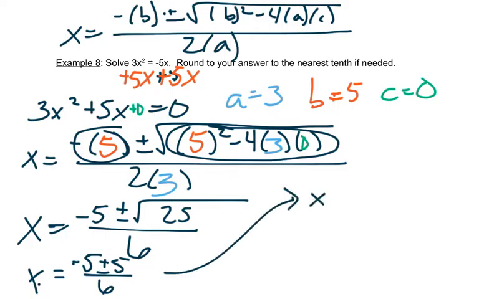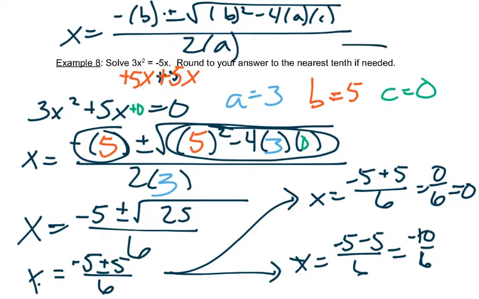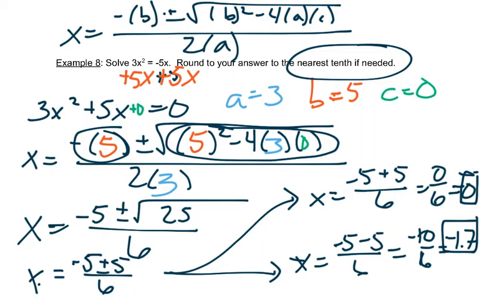So it gives us two problems. We'll have negative 5 plus 5 over 6 and negative 5 minus 5 over 6. So negative 5 plus 5 is 0 over 6, which is 0. Negative 5 minus 5 is negative 10 over 6. And it says to round to the nearest tenth, so we want to go ahead and divide that. Negative 10 divided by 6 is negative 1.666. So when we round that, we'll get negative 1.7. So here's one answer, and here's the other answer. Again, remember, always two answers.